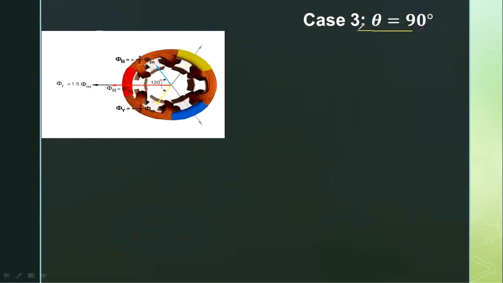So here, if I consider theta equals 90 degrees, the value of phi r will be equal to phi m. The value of phi y will be equal to minus half of phi m, and the value of phi b will again be minus half of phi m. So from this, if I have to draw the vector diagram, I am going to get something like this.